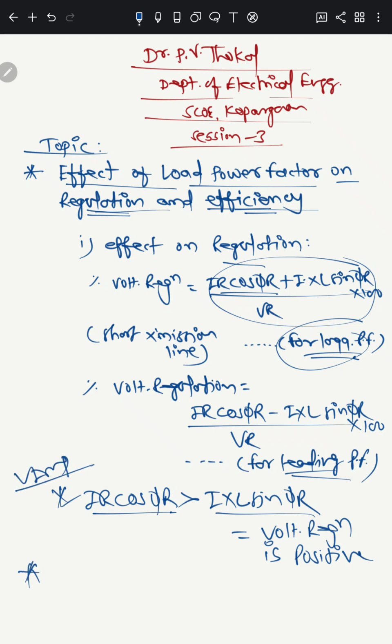And the second case: for a given receiving end voltage and current, the voltage regulation of the line increases with the decrease in the power factor for lagging loads. Okay, that is for lagging, and now for leading.